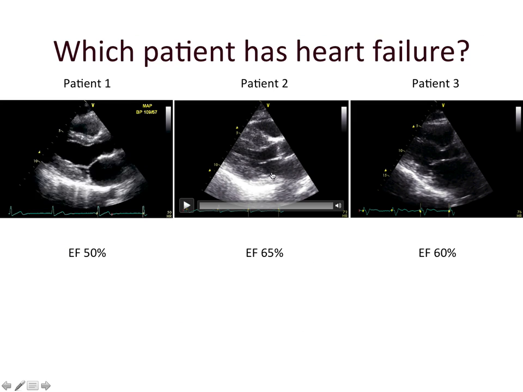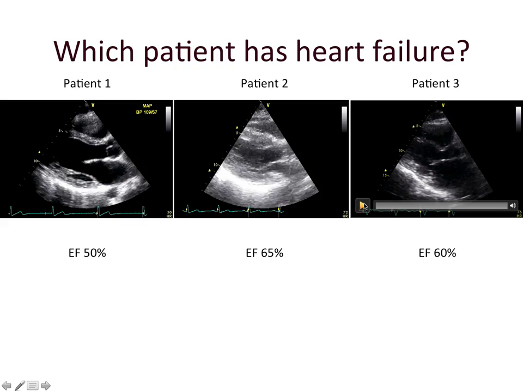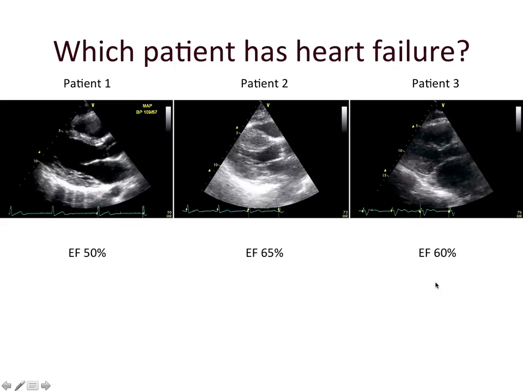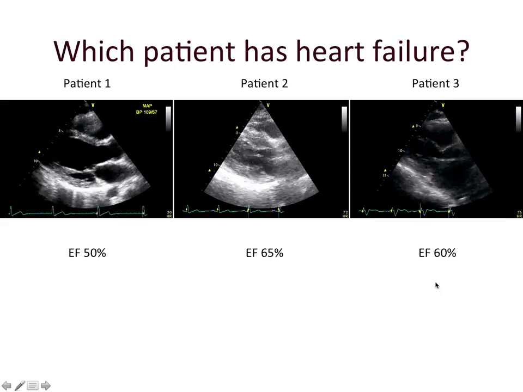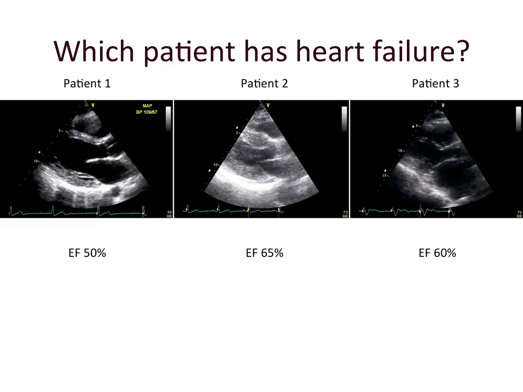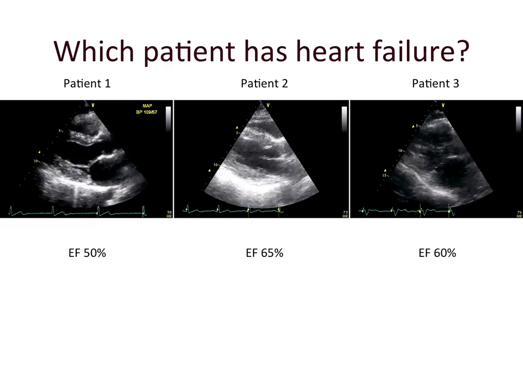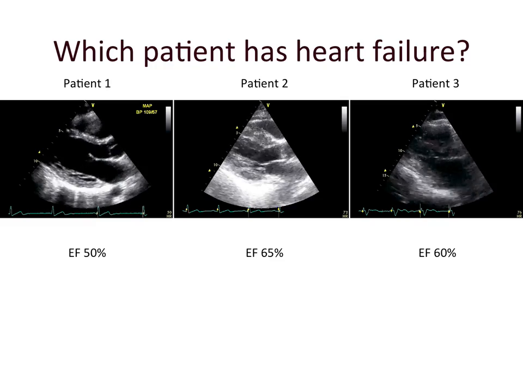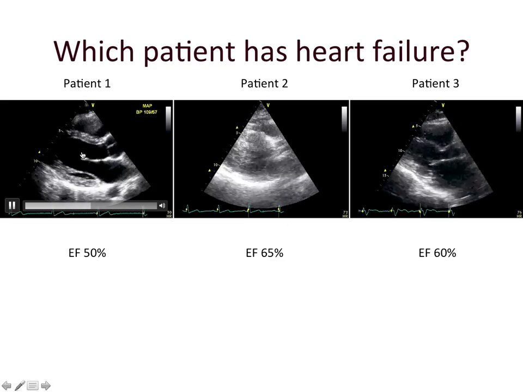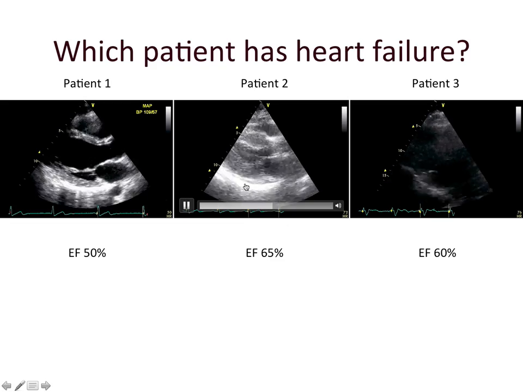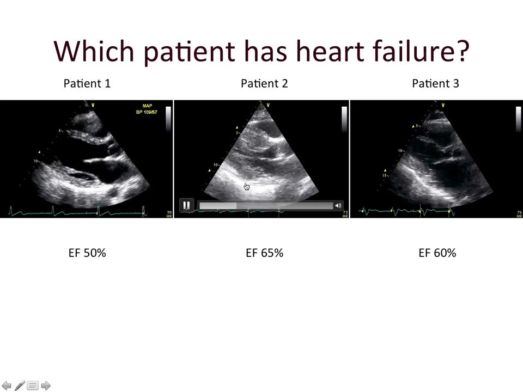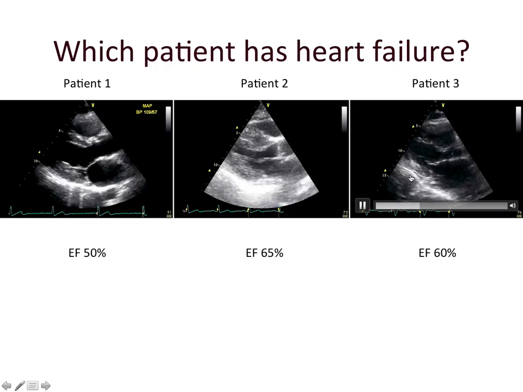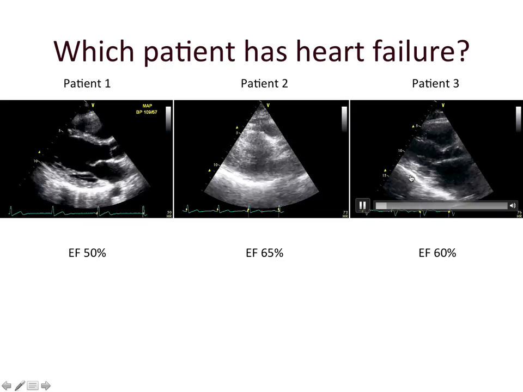So let's think about this. We have three patients: patient 1, patient 2, and patient 3. Which patient has heart failure? This patient has an ejection fraction of 50%. This patient has an ejection fraction of 65%. And this patient has an ejection fraction of 60%.